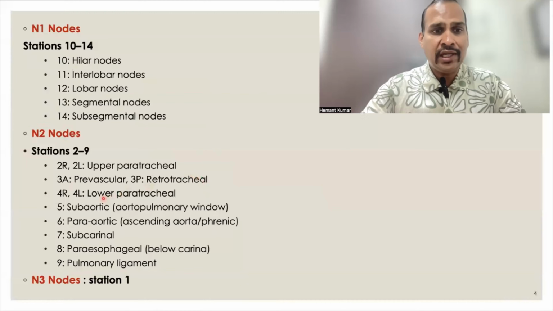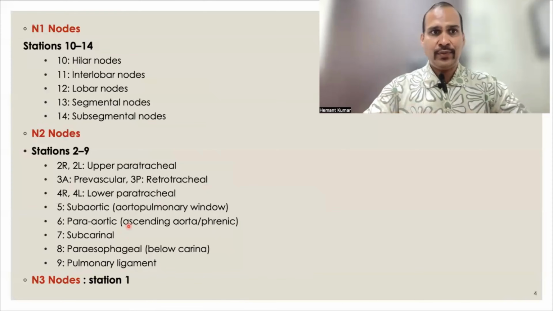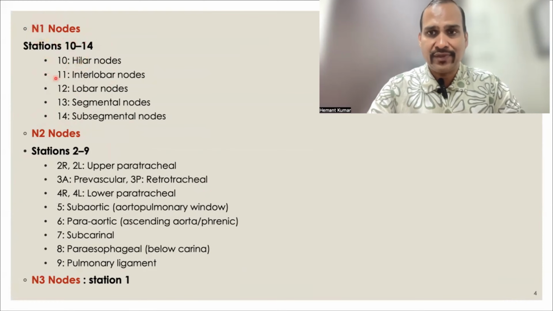As I told you, there are 14 stations of lymph nodes in the mediastinum. N1 nodes start from station 10 and go up to 14. So stations 10 to 14 are N1 nodes. You might be reading this in your lung cancer guideline: N1, N2, N3, where N1 is less severe and N3 is more severe. N2 nodes start from 2 and extend up to 9. So stations 2 to 9 are N2 lymph node stations.